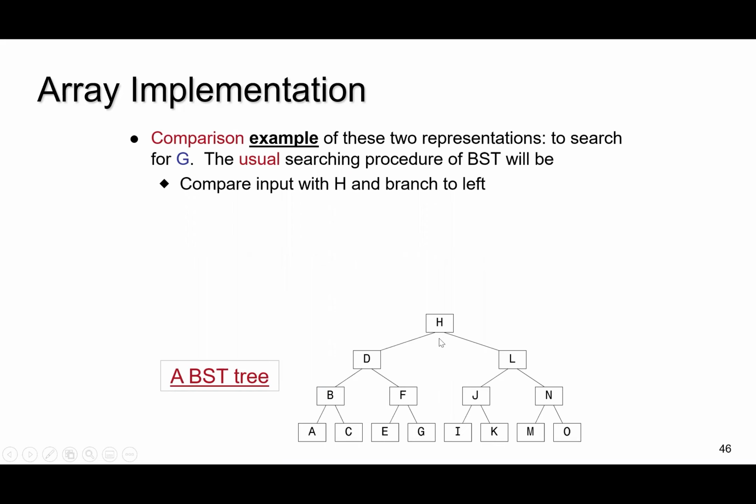Then I have to decide, should I go to the left or to the right of H to look for G? Based on our BST rule, G, if it exists in this BST, should be on the left-hand side of H. I don't know where, but it should be on the left, right? Because the rule is everything less than H should be stored on the left. And G is less than H in alphabetical order. So I will go to the left-hand side of H to look for my G, and I can totally ignore the right-hand side, right?